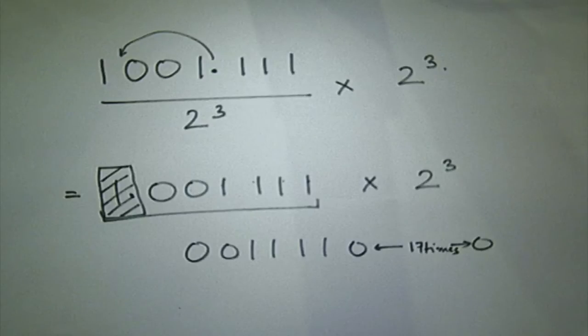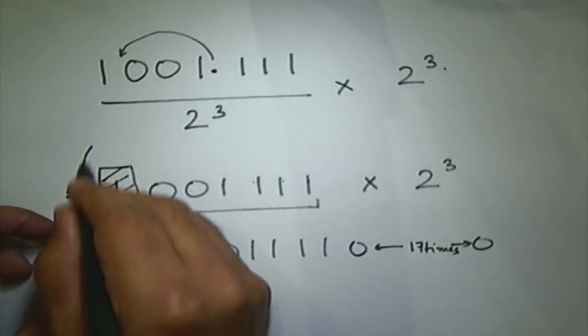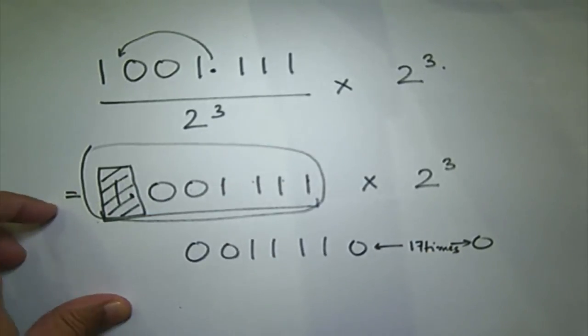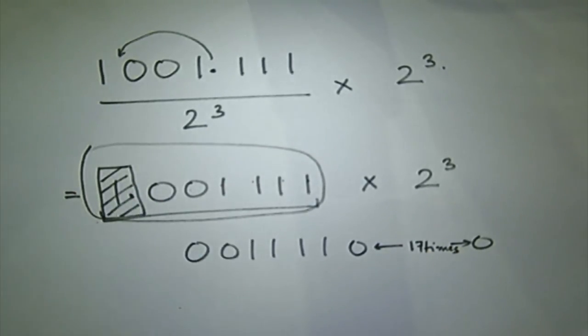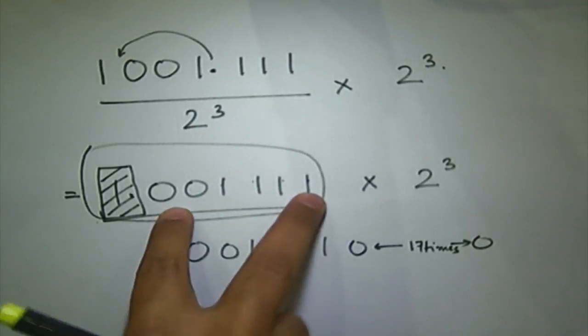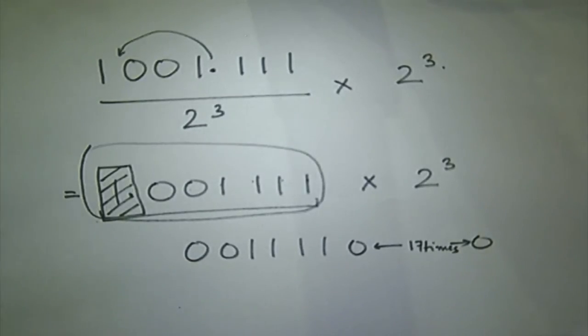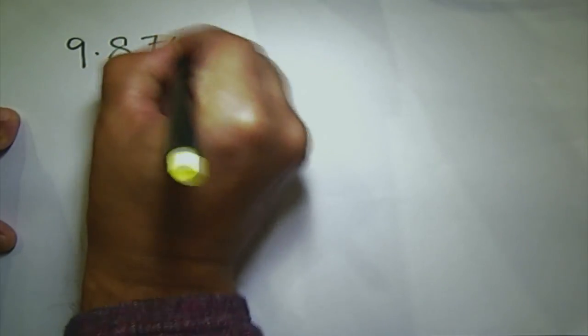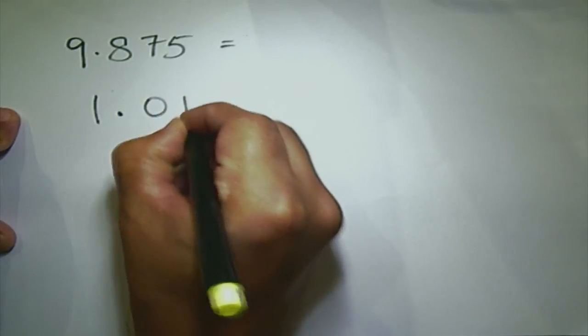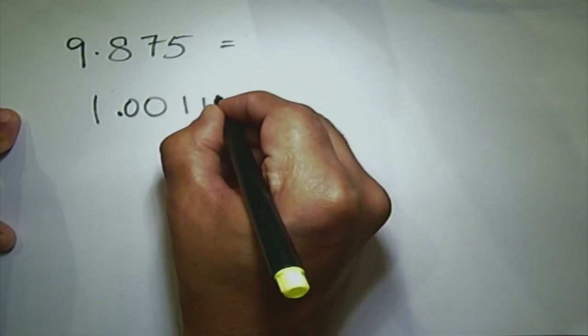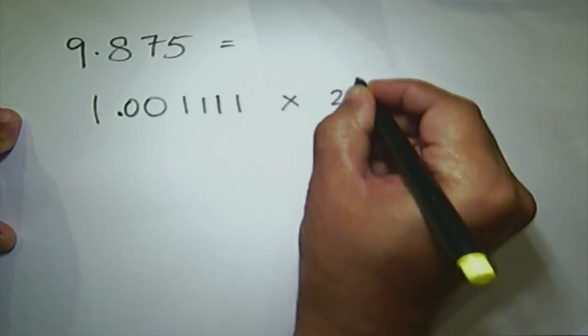Is that clear? So once you look at this representation and you figure out that it is a normalized form, then you can throw this out, because there is no point of representing this, right? So the mantissa, as it will be represented in the internal floating point representation, will just be this remainder part after you throw out the 1 point, because the 1 point is implicit in that representation. This first 1 point is implicit. Is that clear? 9.875 is, as we have just seen, 1.001111 times 2 raised to 3.